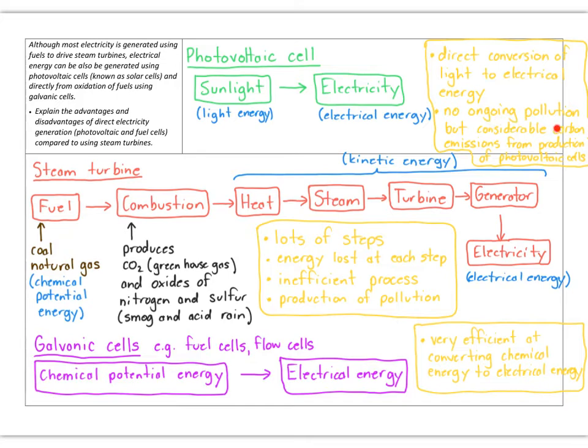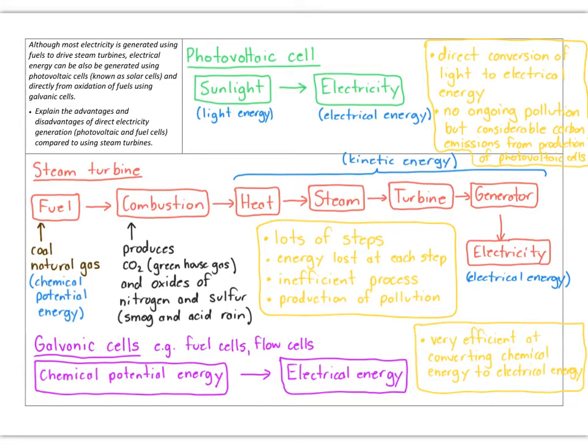There's also no ongoing pollution, but we do need to remember that there are considerable carbon emissions from the production of photovoltaic cells. So once they're operating, yes, they save a lot of CO2 emissions, but we always need to remember that we produce a reasonable amount of carbon emissions in the production of the photovoltaic cells in the first place.